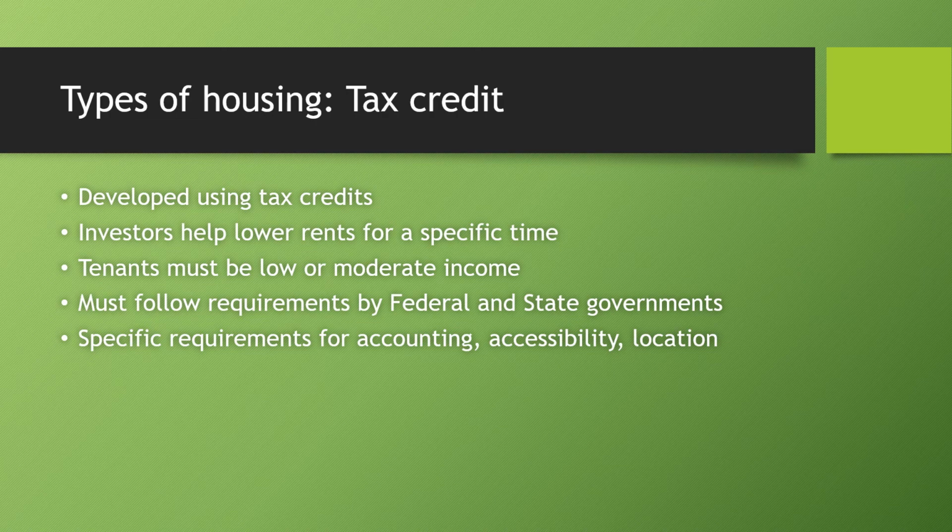Some rents and some complexes may be allowed to have specific criteria. So an elderly or disabled complex that is only allowed by HUD under specific rules. The building must follow requirements set forth by the federal and state governments, meeting code, accounting, accessibility, and locations.